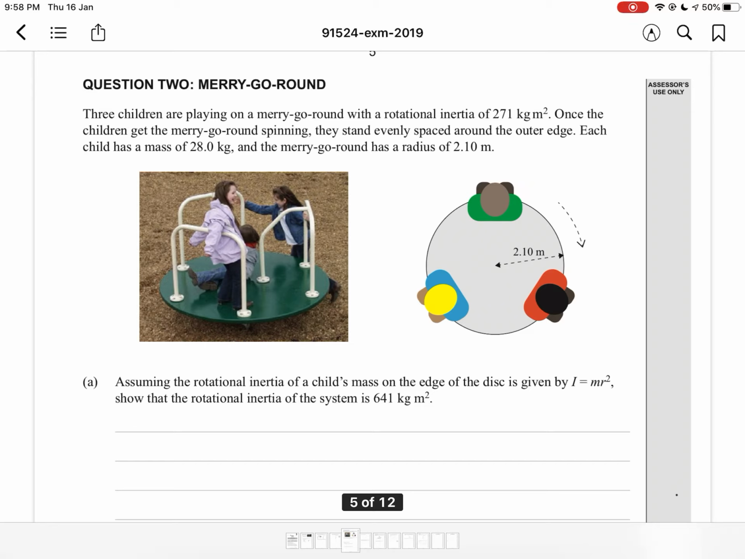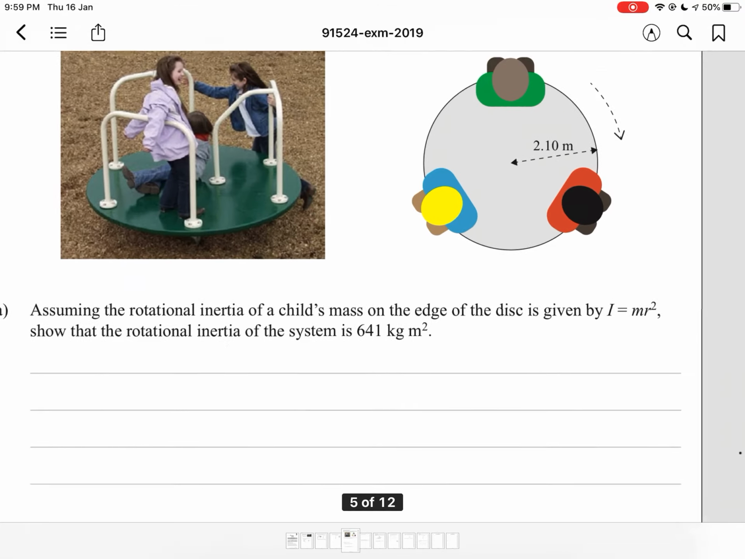So question 2, we have the merry-go-round. 3 children are playing on a merry-go-round with a rotational inertia of 271 kilogram meters squared. Once the children get the merry-go-round spinning, they stand evenly spaced around the outer edge. Each child has a mass of 28 kilograms and the merry-go-round has a radius of 2.1 meters.